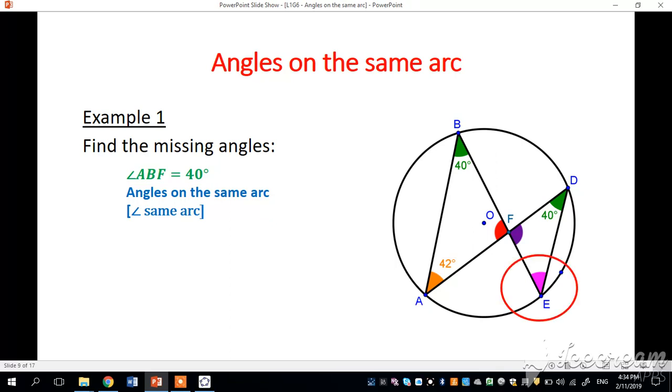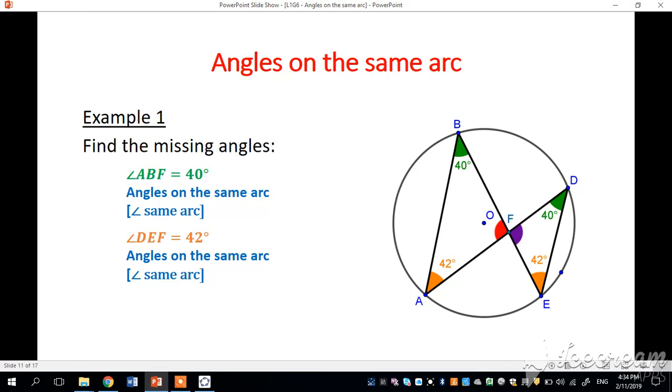Right, what about this angle down here? Well, these are also angles on the same arc. So angle DEF is 42, and it's this arc now we're talking about. So angle DEF is the same as angle FAB. They're both 42 degrees.